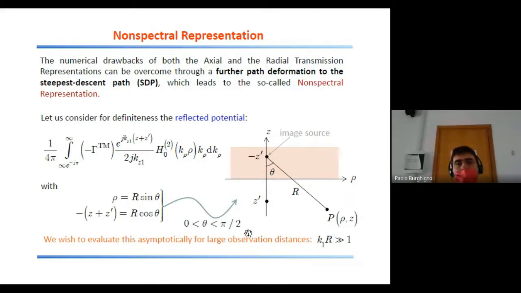Okay. Now, we wish to evaluate this integral that expresses the reflected potential asymptotically in the limit when the observation distance is very large. In particular, the large quantity is the product K1 times R, which is adimensional, of course, because it's the product of a wave number and a distance. If this is a number much larger than 1, we can try to evaluate this with some asymptotic technique, and we will use the steepest descent technique.